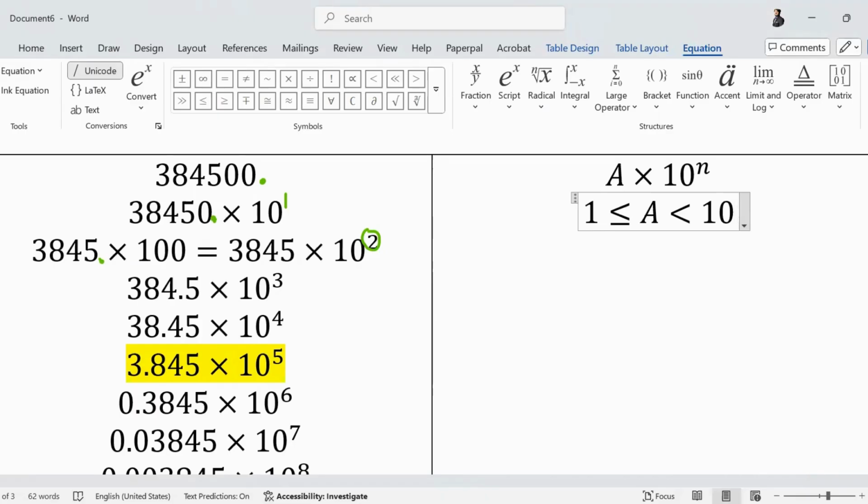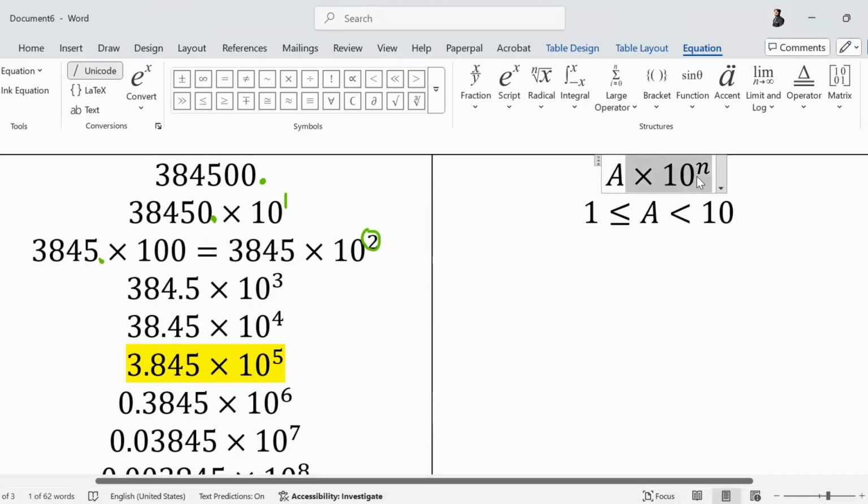The first number has to be greater than or equal to 1 and less than 10. Only the one that I have highlighted is the standard form or the scientific notation. Is this clear? If you write any number by factorizing it, such that I have an exponent separately and the numbers separately, this value has to be greater than or equal to 1 and less than 10. Only then can I call it standard form or scientific notation.